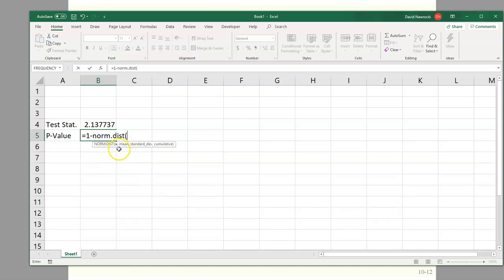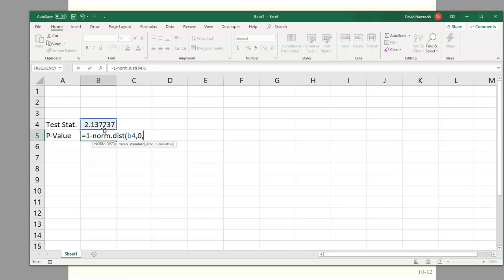Now for our p-value, we just have to type in this formula: equals 1 minus norm.dist. Okay, now we need our test statistic. That's what that little x right there is referring to. Our test statistic is in cell B4. So instead of typing in 2.137 and incurring some round-off error, I'm just going to type in B4. That will pull that value in, and then I can avoid any round-off error.